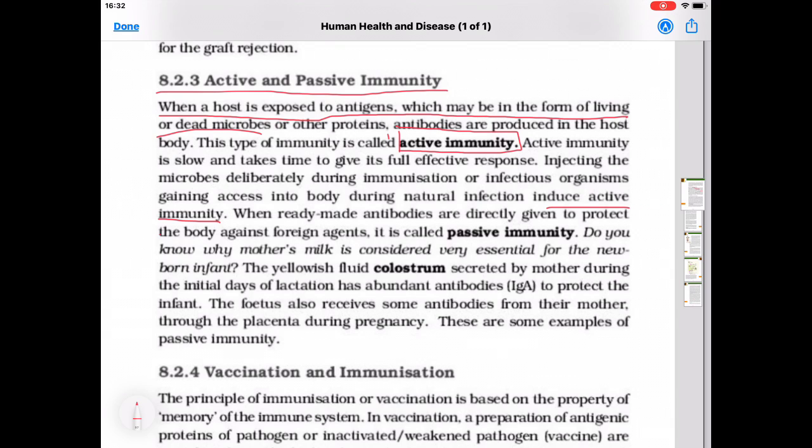And when ready-made antibodies are given to protect the body against foreign agents, it is known as passive immunity. That is, ready-made antibodies are given. The yellowish fluid called colostrum, secreted by the mother during the initial days of lactation, has abundant antibodies to protect the infant. The fetus also receives some antibodies from the mother through the placenta during pregnancy. These all are examples of passive immunity.